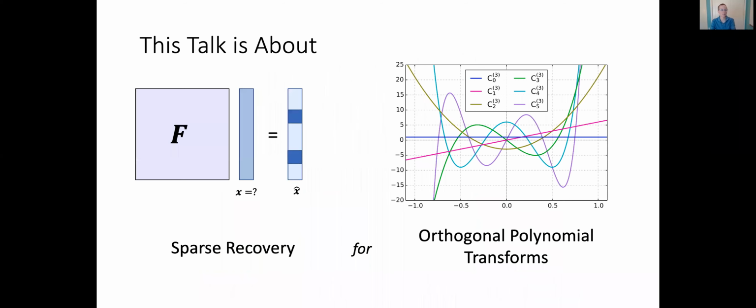So this talk is about, as you might guess from the title, sparse recovery for orthogonal polynomial transforms. I'm going to define these words more precisely in a moment, but for those of you who already know what they mean, the punchline is going to be sublinear-time sparse recovery algorithms for orthogonal polynomial transforms, in particular for Jacobi transforms, discrete Jacobi transforms.